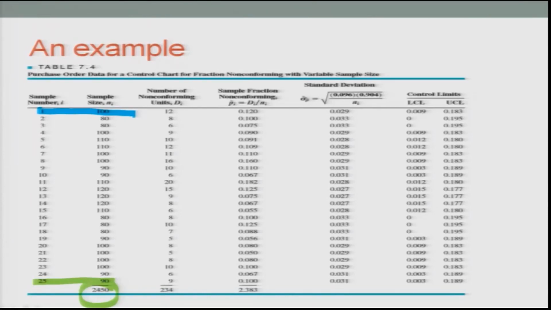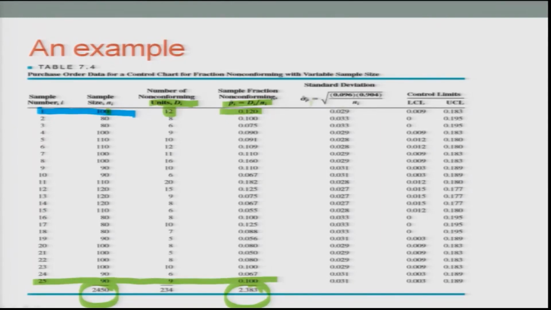The number of non-conforming defects are given by Di, and proportions are given by 12 by 100, which comes out to be 0.12. Similarly, for the last one it becomes 9 by 19. From there you have the total set of proportion defects, and you can find out the average values. So, total 2.383 would be the proportions which is Di by ni, and obviously you have to find the average of that.